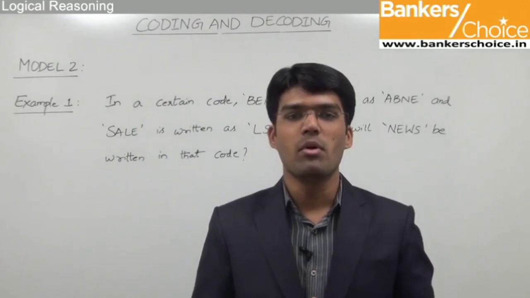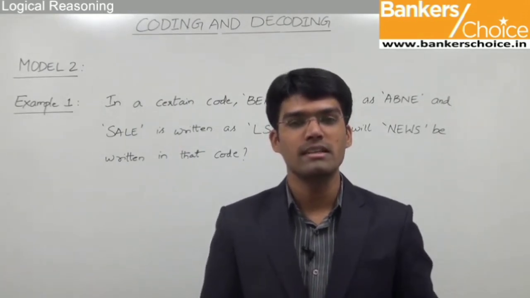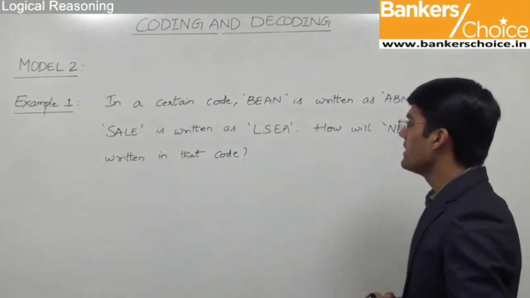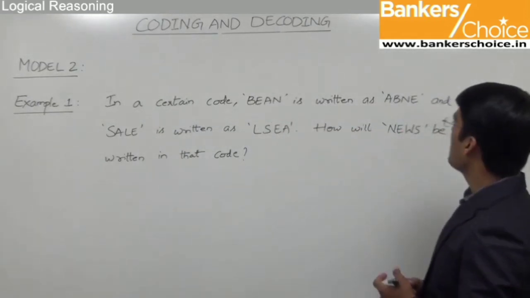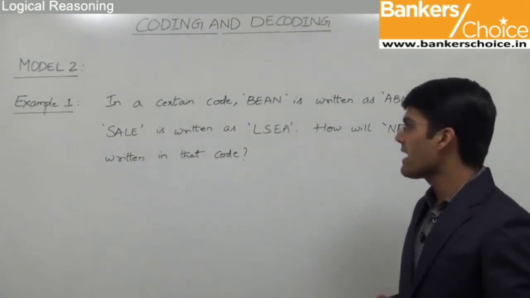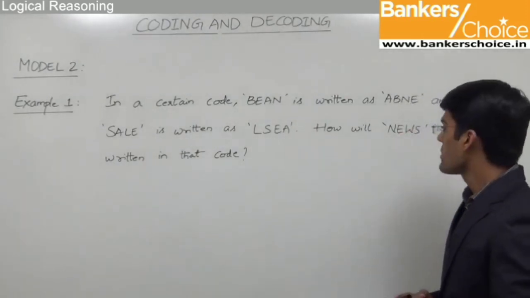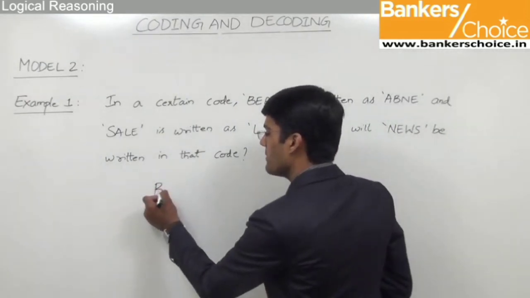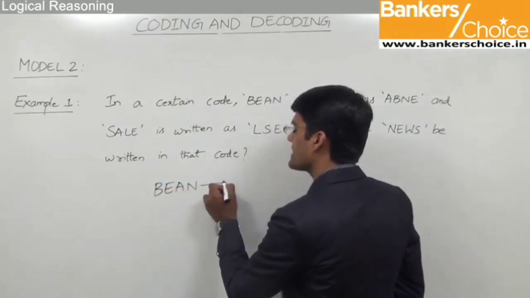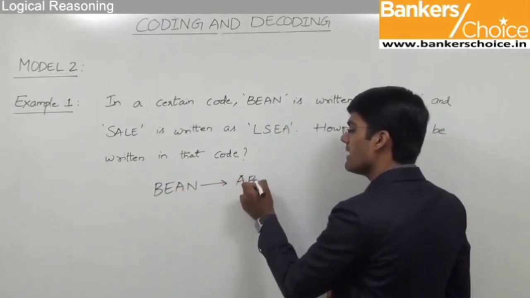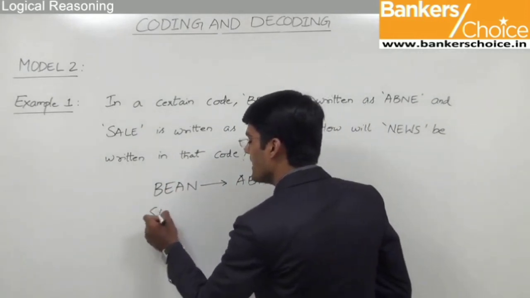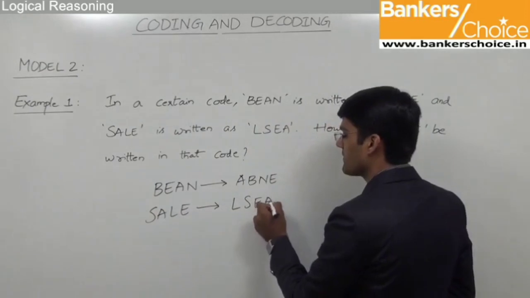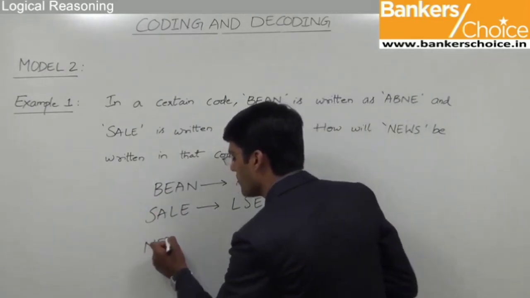Let us now discuss the second model from coding and decoding, which is based on the shuffling of the letters from the given word. The question is, in a certain code, bean is written as A, B, N, E, and sale is written as L, S, E, A. So how will news be written in that code? If you can see here, the word bean has been coded as A, B, N, E, and the word sale has been coded as L, S, E, A, and we are supposed to find out the coded form of news.